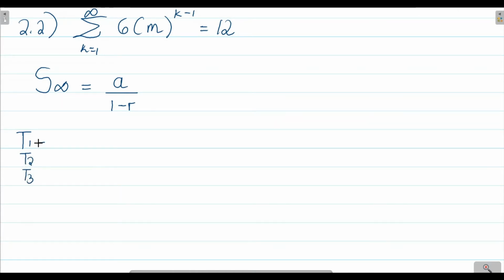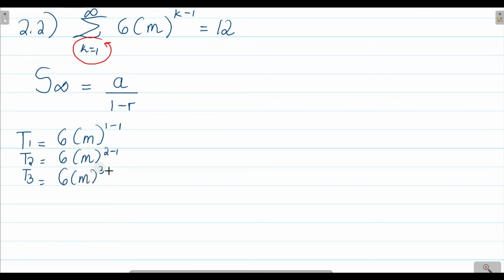We're going to write out the first 3 terms. We're told that this series starts at k equals 1. So to get the first term, we need to substitute 1 in place of k. So we're going to say 6m to the power of k minus 1, and when we see k, we say 1 minus 1 because it starts at 1. To get our second term, it's 6m to the power of 2 minus 1. And then to get our third term for this series, it's 6m to the power of 3 minus 1.